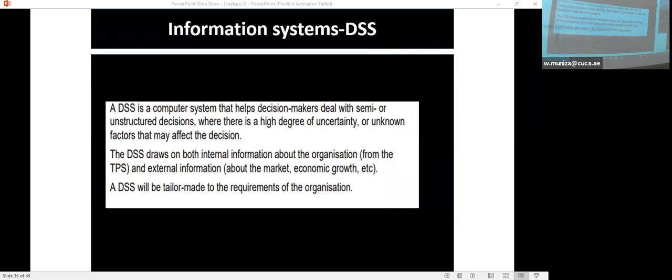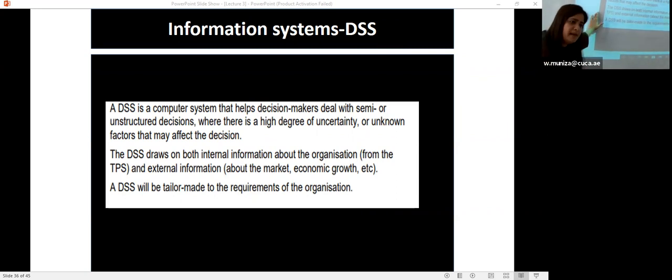Okay, now decision support system. As its name is self-explanatory, decision support system will be helping the managers to support in the decisions. So it will be having such kind of information in it which is supportive for the managers to perform their tasks. It is again going to be connected to the TPS as well as MIS.